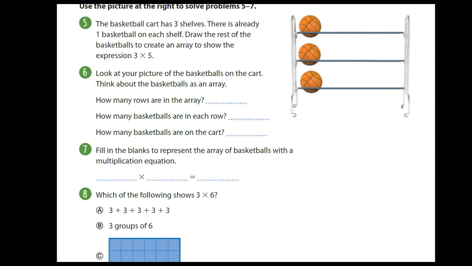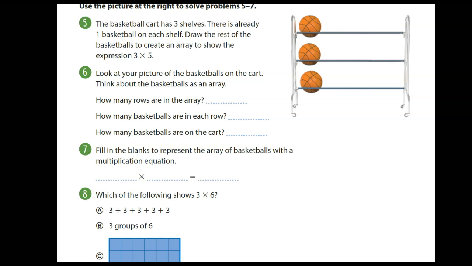So it says use the picture at the right to solve problems 5 through 7. So let's do this together. It says the basketball card has 3 shelves. 1, 2, 3. Kind of like 3 rows, huh? There is already one basketball on each shelf. Draw the rest. Can we just do circles instead, really fast? You don't have to make it all fancy. Draw the rest of the basketballs to create an array that shows the expression 3 times 5.